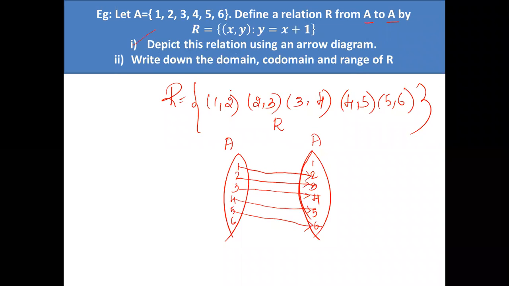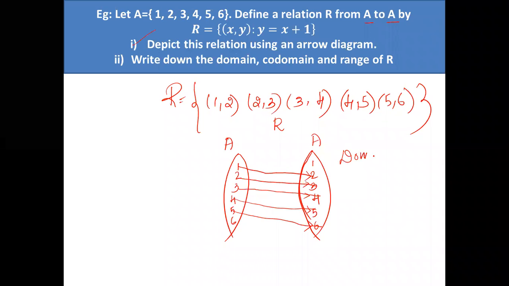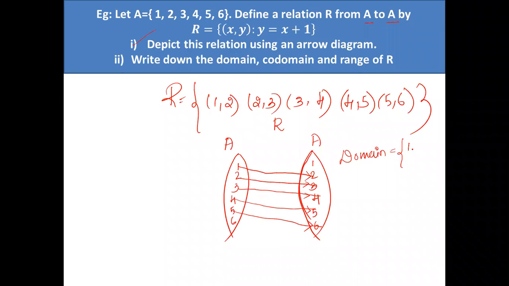Okay, next write down the domain. What is the domain, students? What did I say? What is the definition of the domain? Domain is the set of all first elements. So what are the first elements? It is 1, 2, 3, 4 and 5. Okay, it is not 1, 2, 3, 4, 5, 6. It is 1, 2, 3, 4, 5.